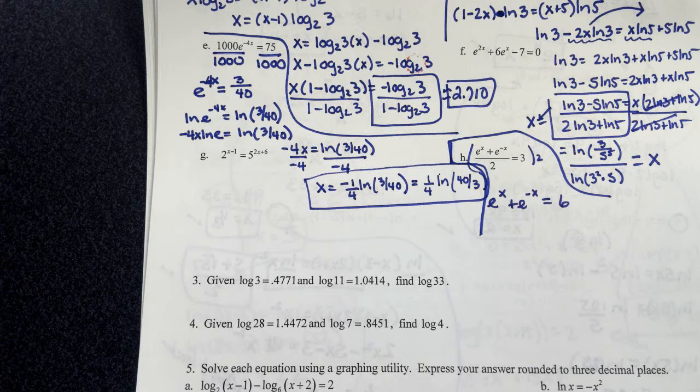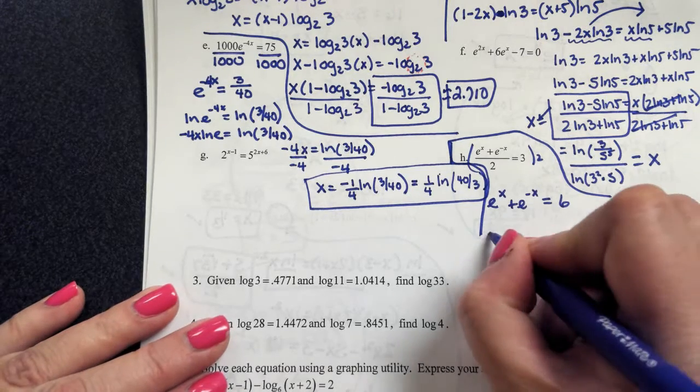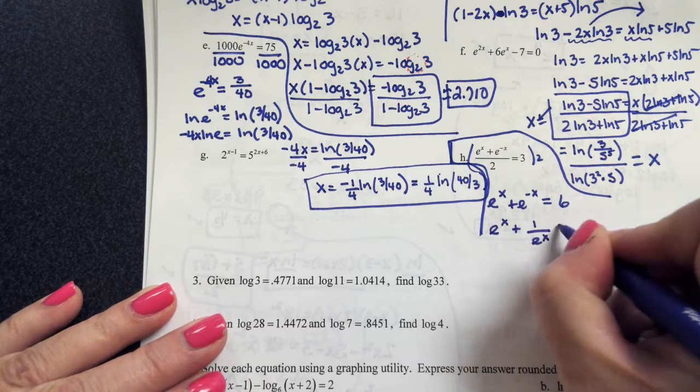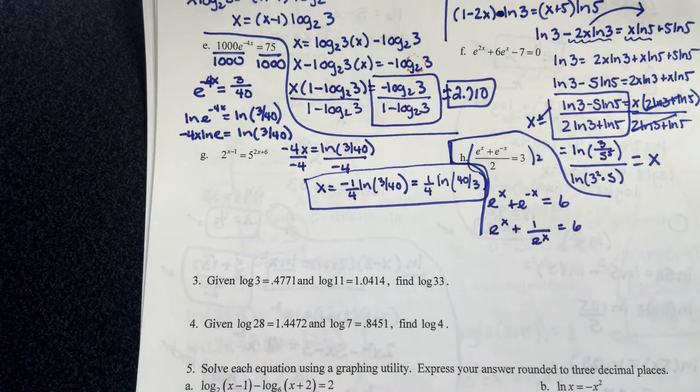We don't like negative exponents, so let's get rid of the negative exponent. How can you rewrite e to the negative x with a positive exponent? This would be what? Plus 1 over e to the x is equal to 6. I have another fraction, don't I? I got rid of one fraction, I have another one. Well, just like we did in the very beginning, get rid of the fraction. What can you multiply the entire equation by to get rid of the fraction? E to the x.